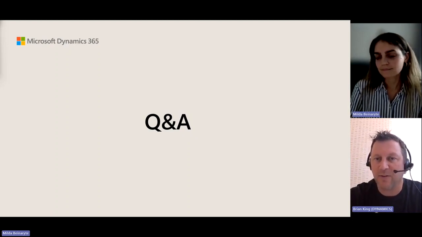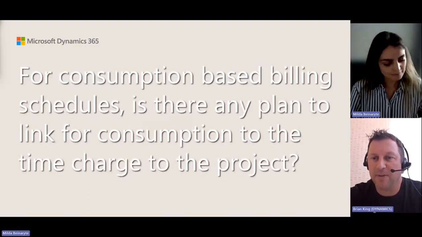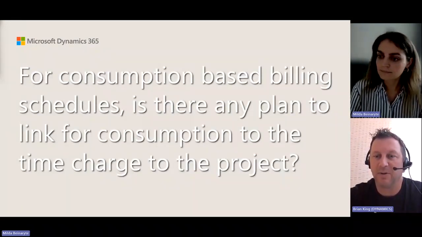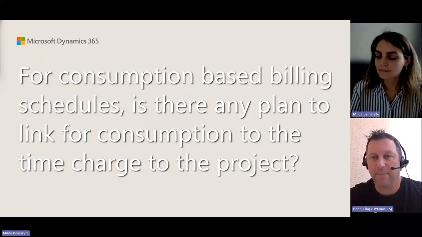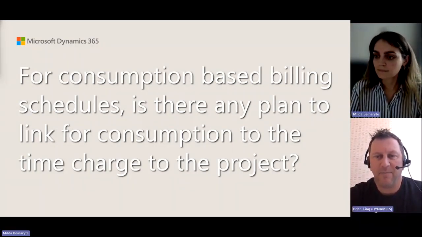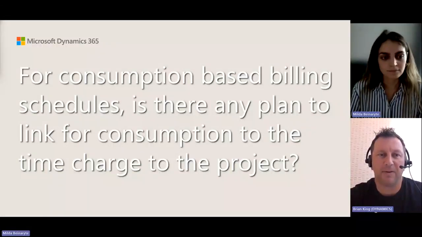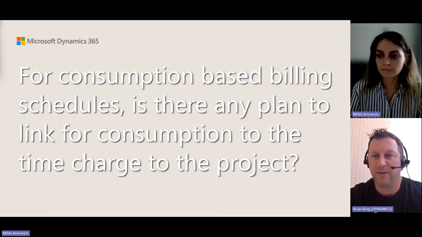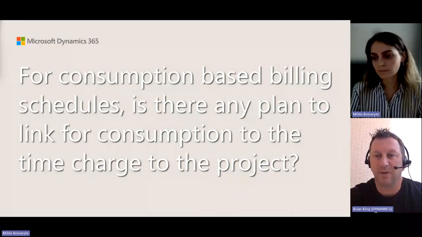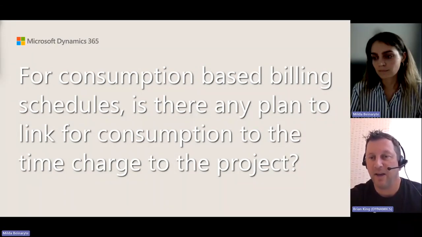So there was a question from Rob. For consumption-based billing schedules, is there any plan to link the consumption to the time charged to the project? That one, it's not anything that we have planned right now, but one of the things that I'd call out is if you look at the demos that we did for that third scenario, the third set for the additional transactions that have the ability for deferrals, we do have the timesheet. So you can do either the timesheet on the project side, or you could use the hours journal on the project side. Both of those would potentially work there as far as getting that information in. As an alternative, this is something that we could log as an idea and then track going forward as well.